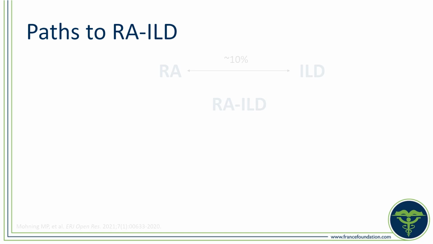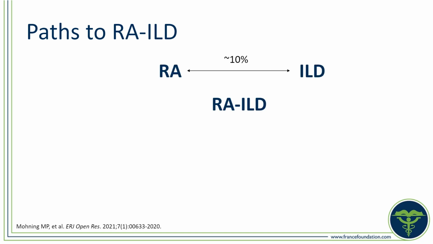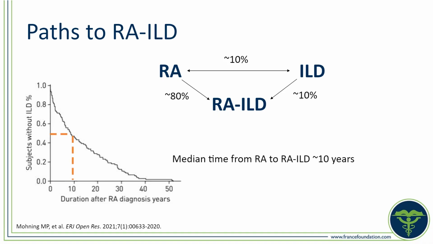There are two different paths by which a patient can get to having RA interstitial lung disease. The most common path is that somebody has articular disease and later on develops interstitial lung disease. That occurs about 80% of the time. Alternatively, patients can show up with articular disease and interstitial lung disease at the same time, or they could develop interstitial lung disease first and later develop their articular disease. But really driving home the point of why we need to reassess risk of ILD throughout the RA disease course is that the median time from RA diagnosis to RA-ILD diagnosis is about a decade.